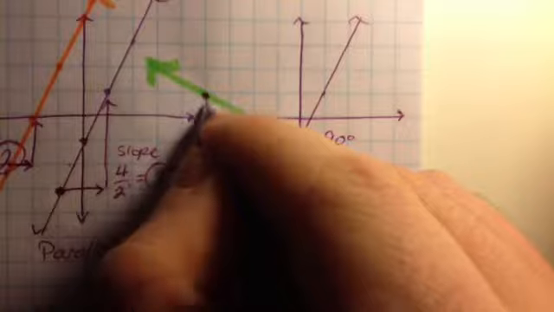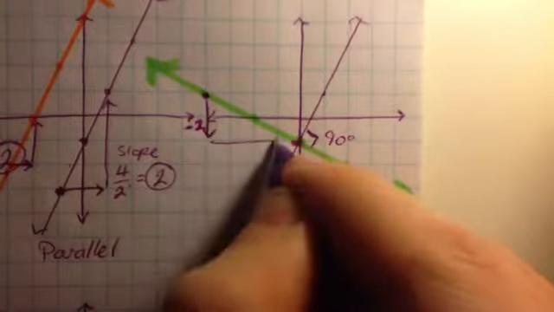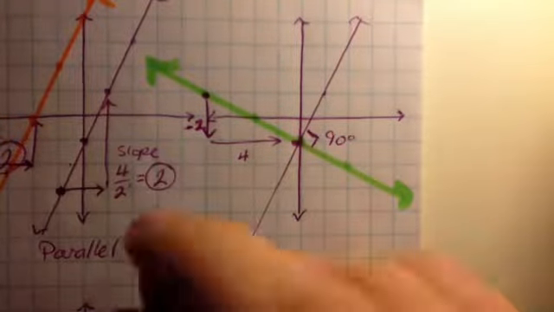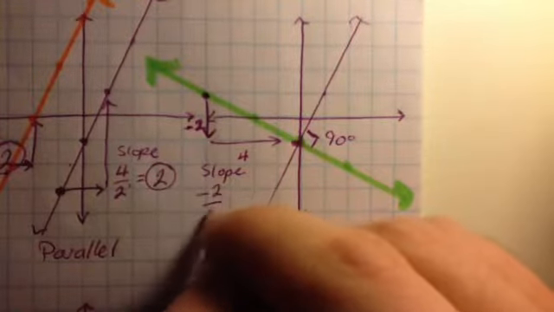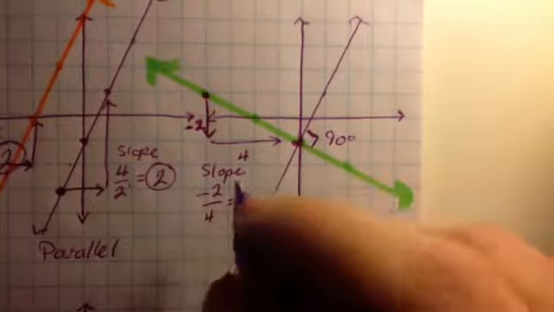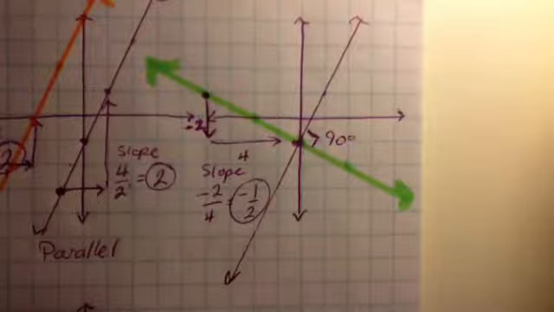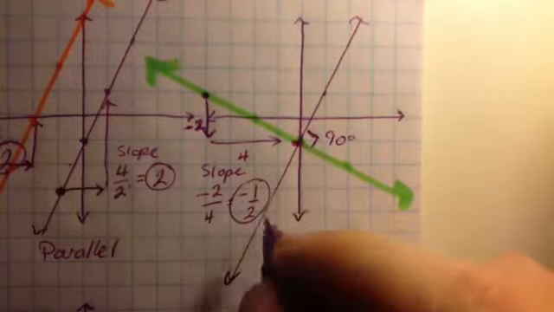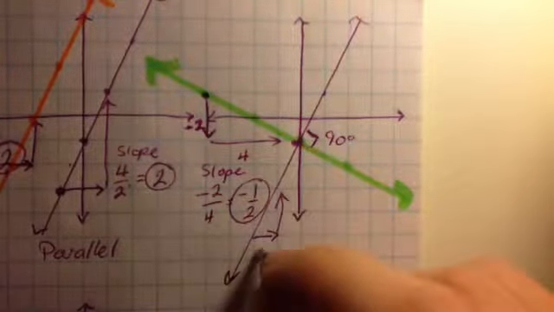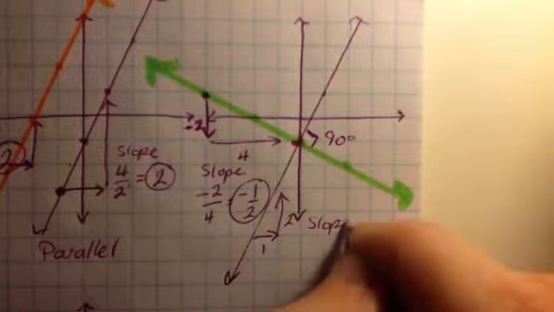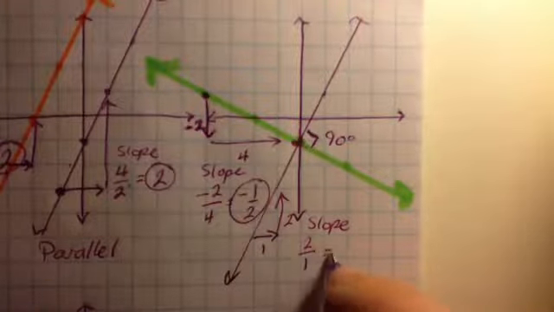So to get from one to the other, I go down 2. That's my rise, negative 2. And I'm going over 4. So my slope for the green line seems to be negative 2 over 4, which simplifies to negative a half. This is my slope of the green line, negative a half. And the slope of the purple line, well, it's actually the same slope as we had before. We're going over 1, up 2. So my slope of the purple line is going to be 2 over 1, or just 2.